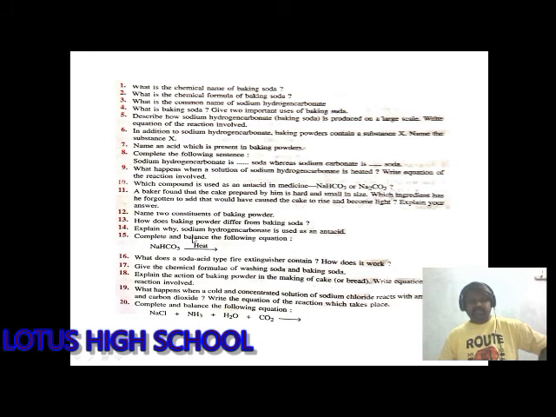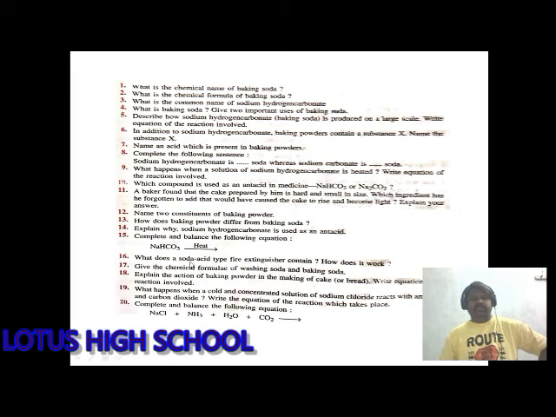See here, explain why sodium hydrogen carbonate is used as antacid. Antacid. Okay, here. Complete what solution? NaS cake prepared. Which compound is used as antacid in the medicine? That means here nature is important. Complete and balance the following equation. NaCO3. Which compound is used?